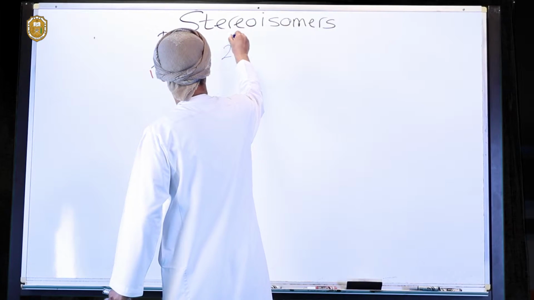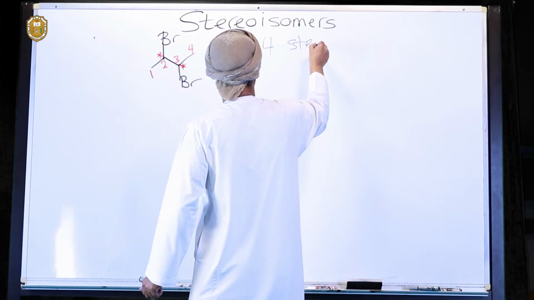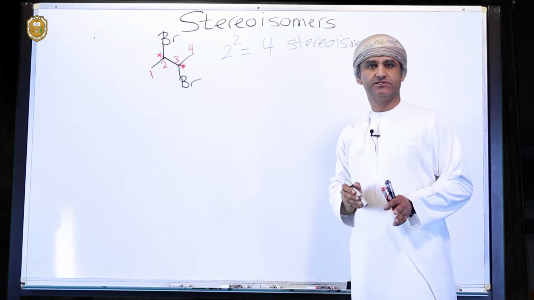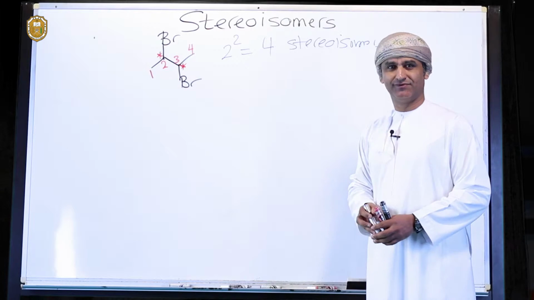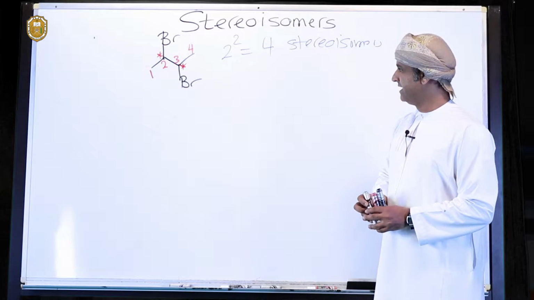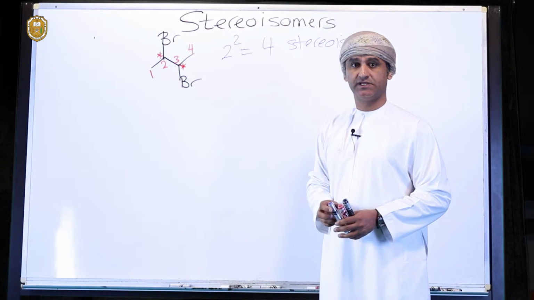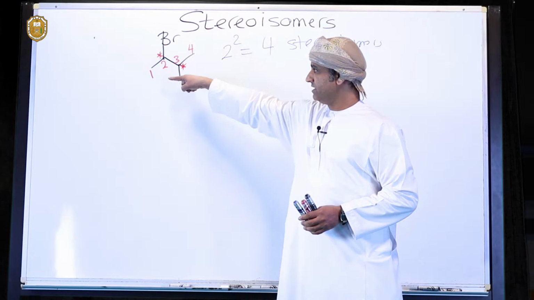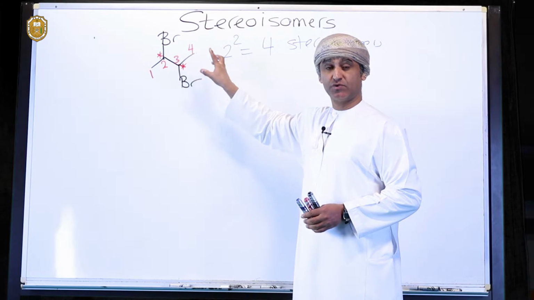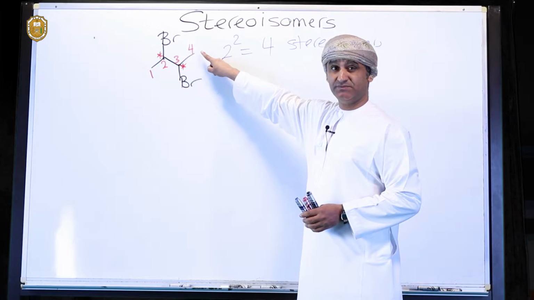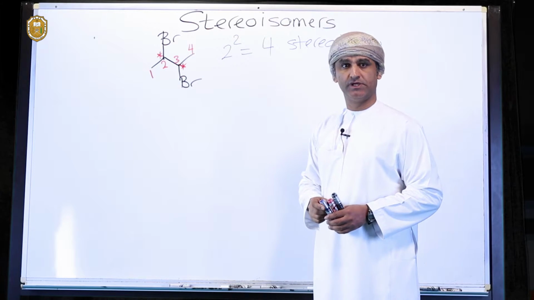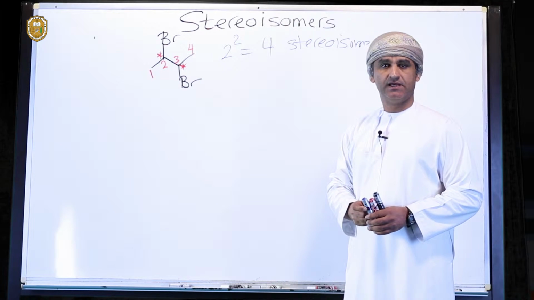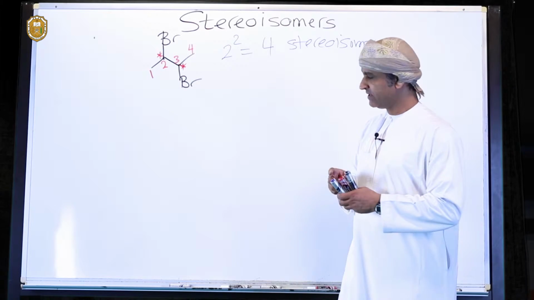So 2 squared, therefore 4 stereoisomers. But I can tell you now that this discussion of this compound is not yet finished. If you look at the two chiral centers here, C2 and C3, you will notice that they are identically substituted. C2 has Br, methyl group, bromoethyl, and hydrogen around it. And if you look at C3, it has methyl, bromo, hydrogen, and again a bromoethyl group around it. So both stereo centers have identical substituents around them.